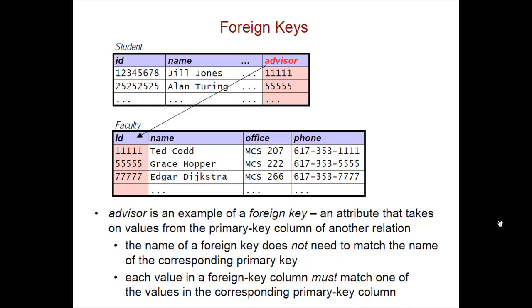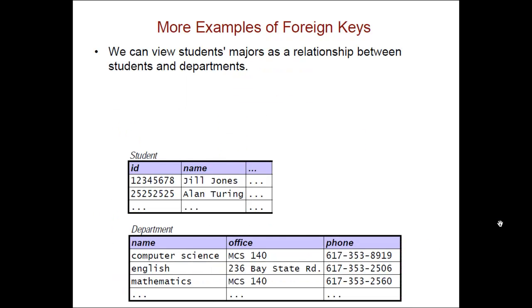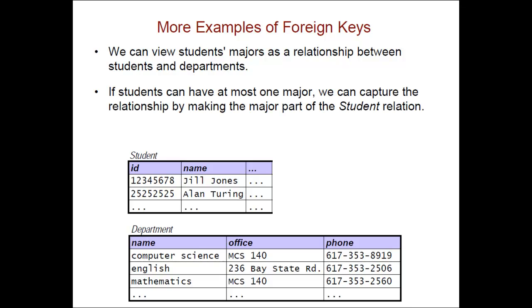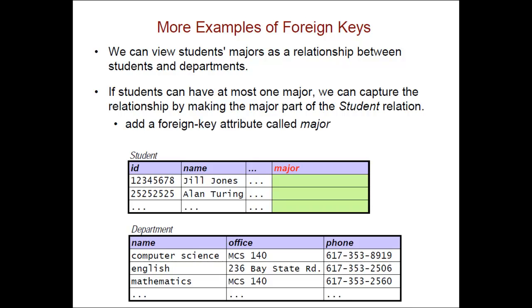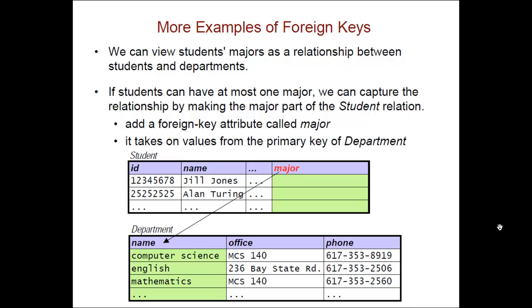key. Now another example of a type of relationship is the relationship between students and the departments in which they are majoring. If we assume that a student has at most one major, then we can do something similar to what we did for advisor. We can add an attribute, a foreign key attribute, to the student table, and I'm calling it major, and it can take on values from the primary key column of department.